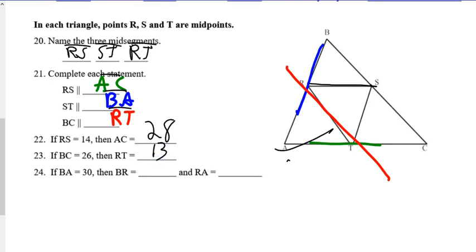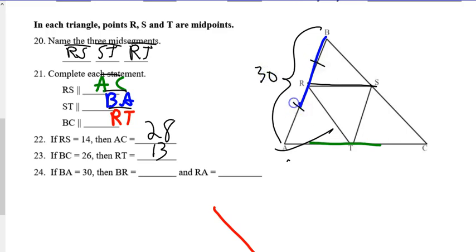13. And BA. If BA, where's that? BA is this big one right here, is 30. Then BR, ooh, that's a tricky one. BR is going to be half of that because R is the midpoint. So if this whole BA is 30, then these two pieces are equal, which makes it 15. And RA would also be 15. And that's all.